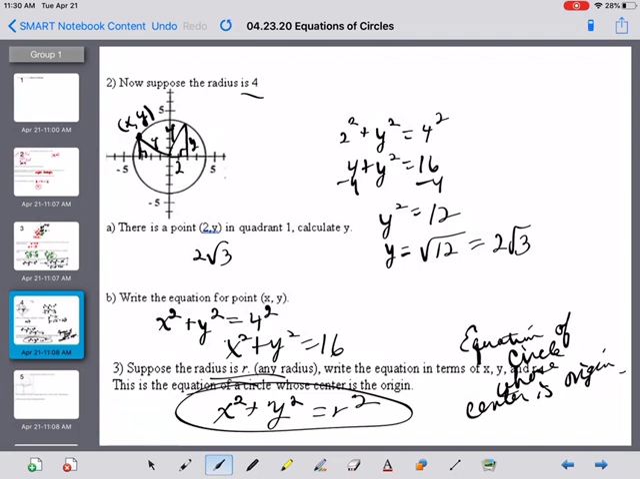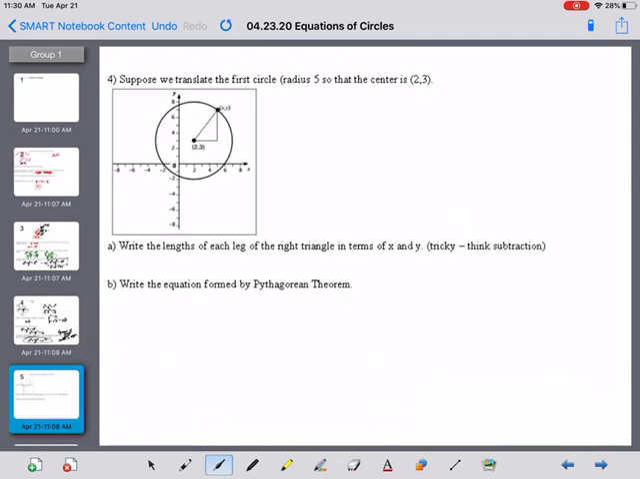So that can go in your vocab list. Number 4. Suppose we translate the first circle. So the radius is 5, but now the center is 2 comma 3. Write the lengths of each leg of the right triangle in terms of x and y.